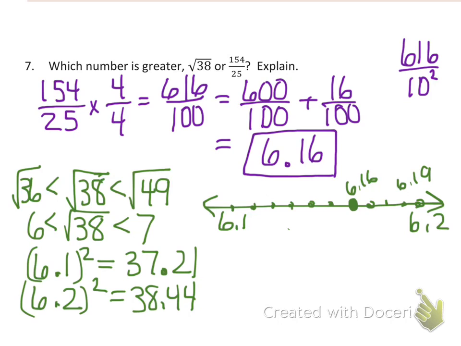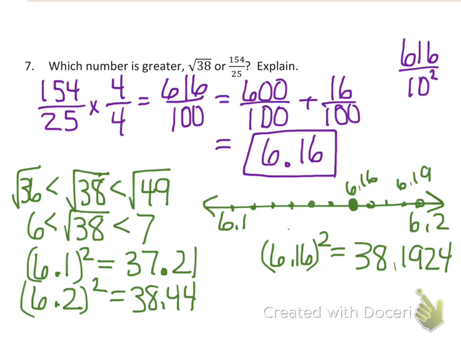So I'm just going to try 6.16 squared. And if that is bigger than 38, then I have my answer. And, you know, you could have done that to start with, right? 6.18 times 6.18 is equal to 38.1924. Okay, so 6.16 squared is greater than 38.